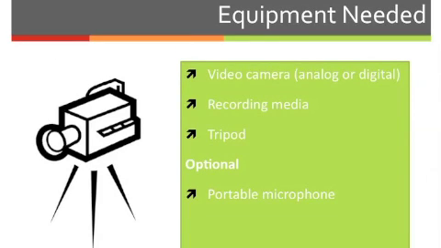What equipment is needed for using video cameras in classrooms? Well, we'll need a video camera, either analog or digital, and these are very easy to get a hold of. Most people already have them on their phones or their computers. You would also need a recording medium, some type of tape for analog video cameras, or a memory card for digital. Also a tripod to keep the camera in a still position. Also optional is a portable microphone. This helps clip onto teachers in order for the videotape to be able to pick up the sound of the teacher giving the lesson.